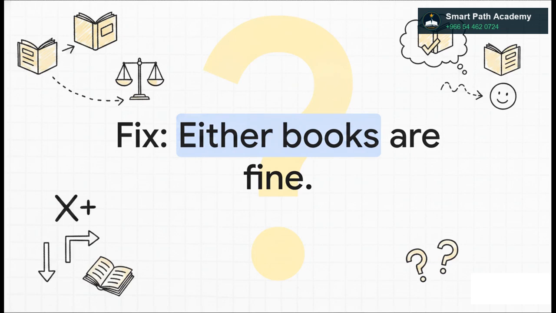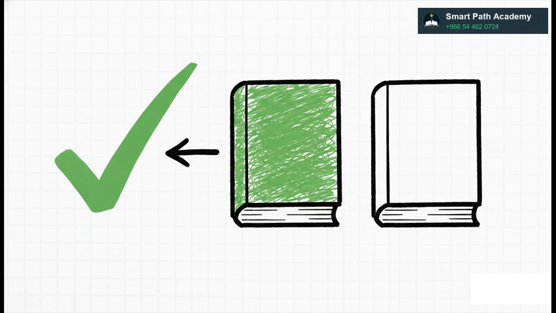For this one, I need you to play detective. Spot and fix the grammar mistake in this sentence. Either books are fine. Look really closely at the noun and the verb. Take a second to find the error. Okay, let's look at the correction. The fixed sentence should be, either book is fine. Remember that golden rule we highlighted earlier? Either means one of 2, so it always requires a singular noun, book, and a singular verb, is.